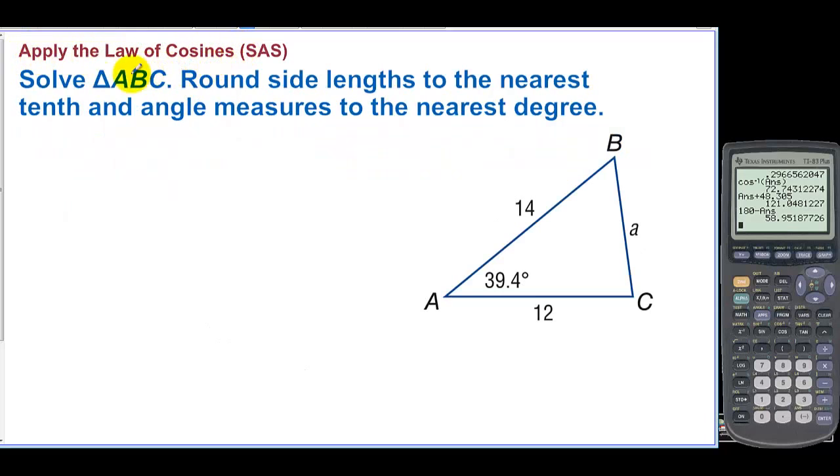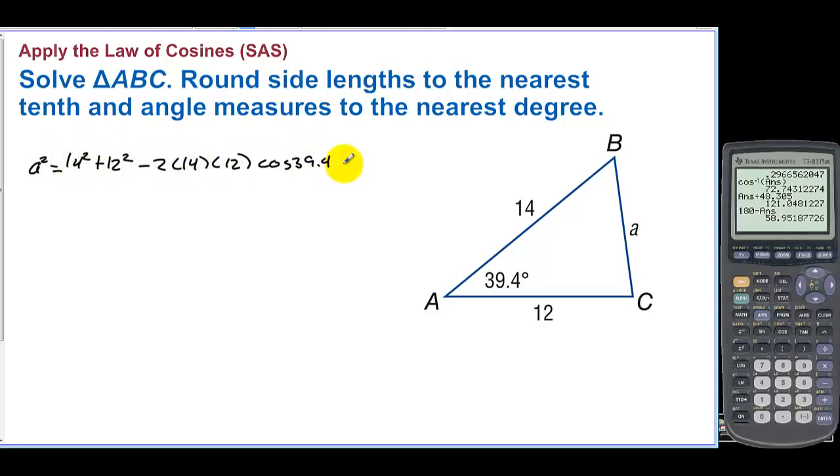Apply the law of cosines. Solve the triangle. Round side lengths to the nearest tenth and angle measures to the nearest degree. Let's solve for a here. We have a squared is equal to 14 squared plus 12 squared minus 2 times 14 times 12, and then that'll be the cosine of 39.4.